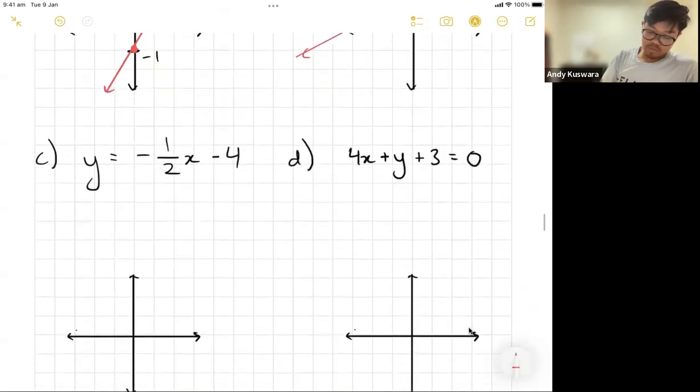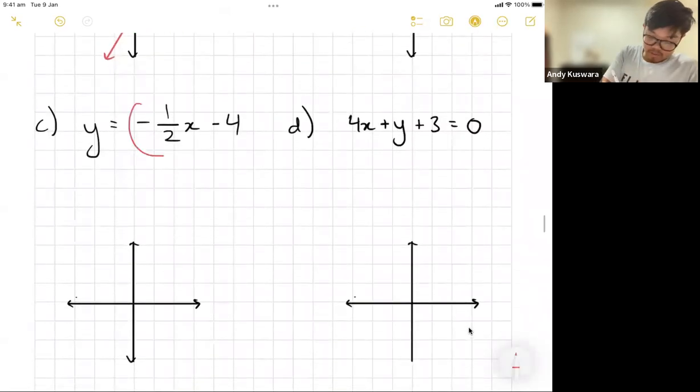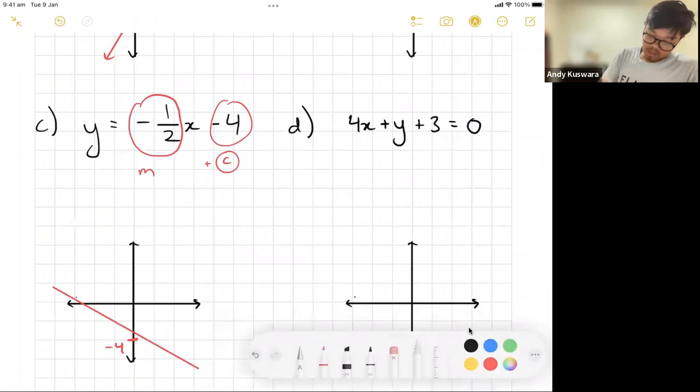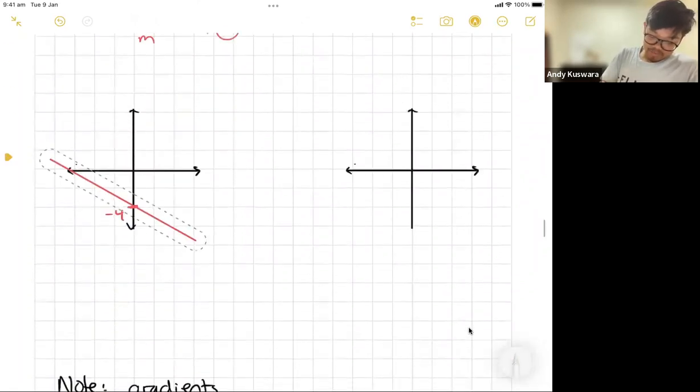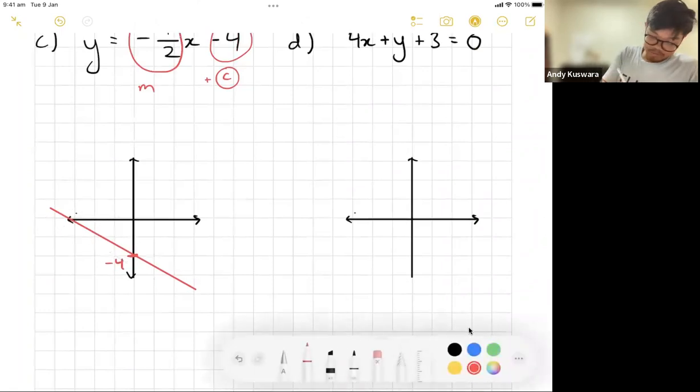Okay, next one. Now, what if I have a negative gradient and it's going to cut at -4? I hope you're getting the idea here. That's your c, and this is your m. So here my gradient is -½. It's going to be something like that, as long as I can draw a line that goes through the intercept. Okay, so that would be your line there, and that would be my sketch.